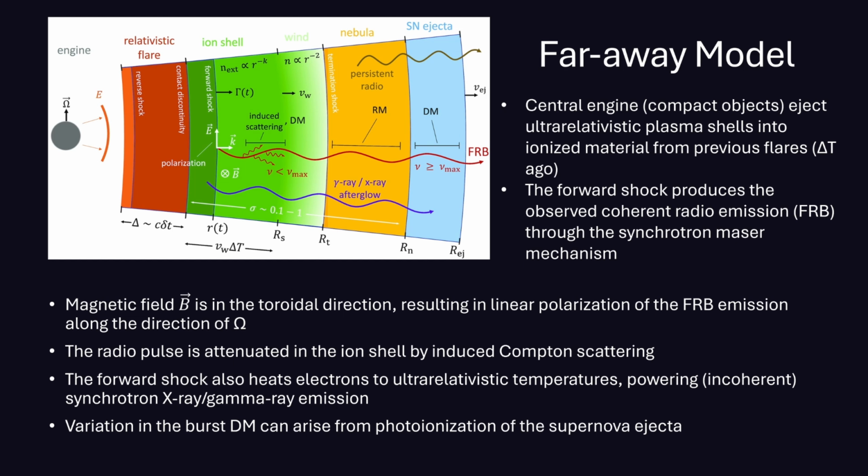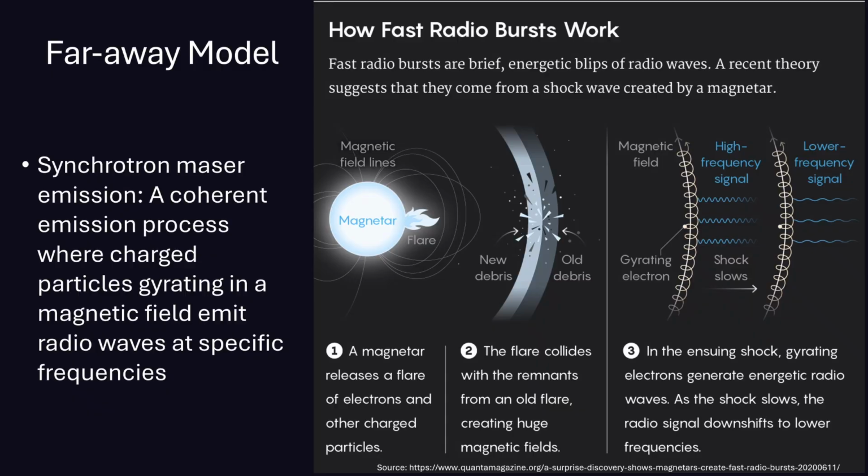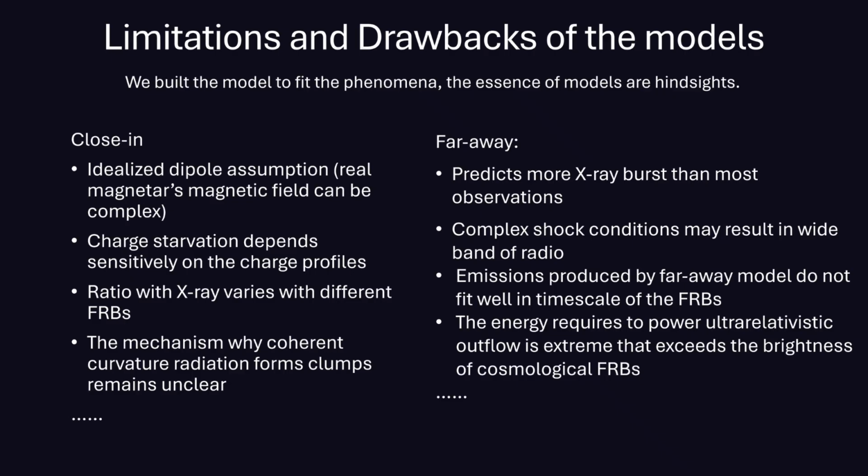Well, here I put another diagram showing intuitively the mechanism of the synchrotron maser. We can see the radio emission can be generated when charged particles gyrate around the field line coherently. Okay, that is all about my very rough introduction to the models of the mechanisms of fast radio bursts. Essentially, they are just hindsight attempts to account for the origin of the fast radio burst from a magnetar. And of course, they have their drawbacks and limitations that do not fit the observations well.